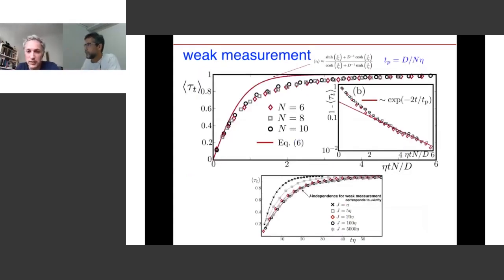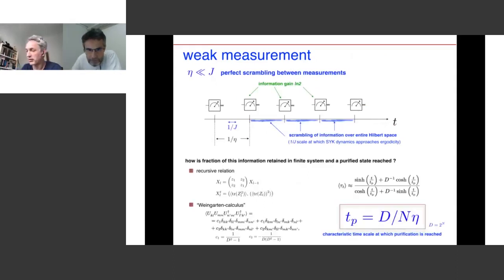Tobias, just a question. These measurements that you are doing are projective in the sense that P squared is equal to P? Yes, exactly. So you are not doing that special kind of measurement? No, this is just like if you project your local spin onto the z component or minus z component. Okay. Yeah, exactly.